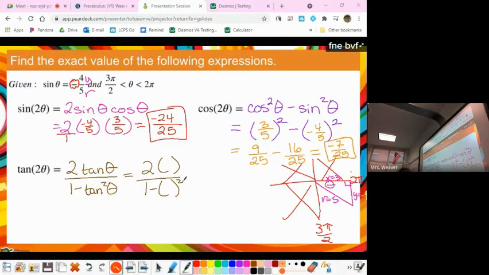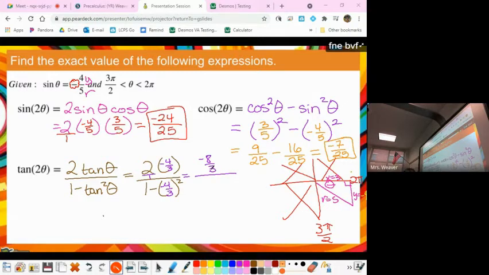Okay, so tangent is y over x. So if we look at our triangle, we've got -4/3, so that's going to be -4/3. Plugging that in both positions. Remember, we said to multiply a whole number times a fraction. We're going to make the whole number a fraction by putting it over 1. And then it's numerator times numerator and denominator times denominator. So -8/3.